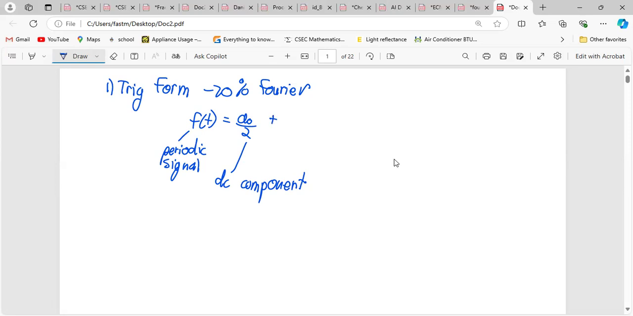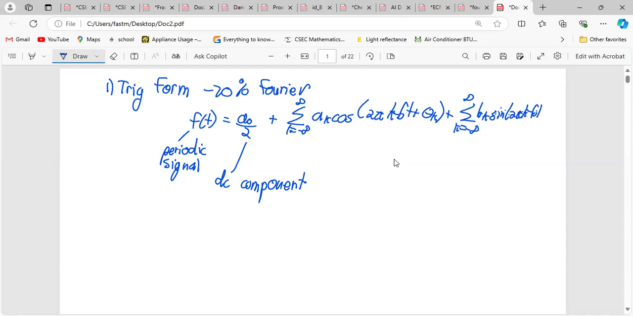Right. Plus the sum over k from minus infinity to infinity of a k cos. a k always goes with cos, and b k always goes with sine. You see the importance of that as you do more questions. And then plus the sum over k from minus infinity to infinity of b k sine of 2 pi k f naught t plus theta. Right, so this is the trigonometric form of the Fourier series.